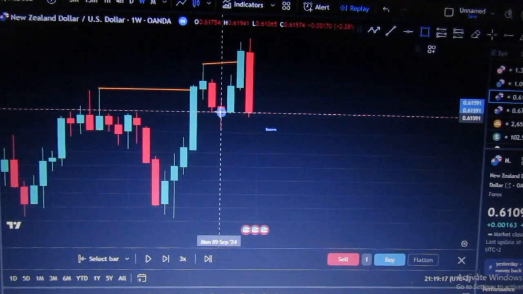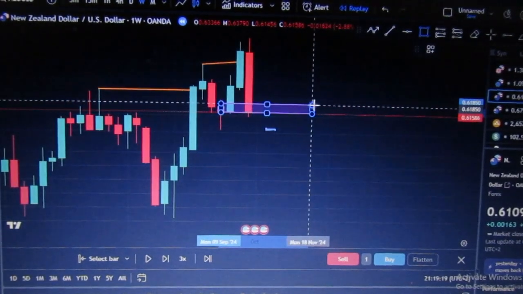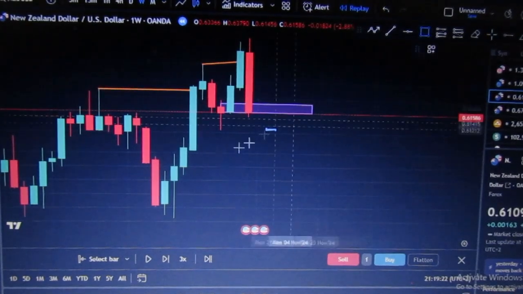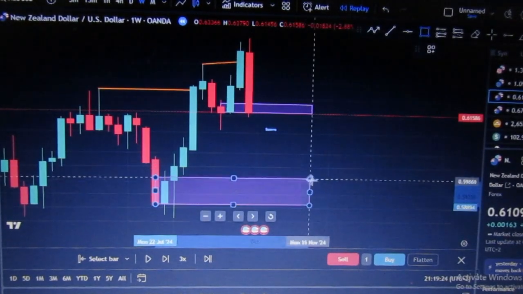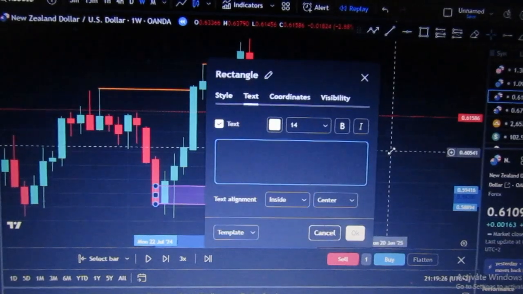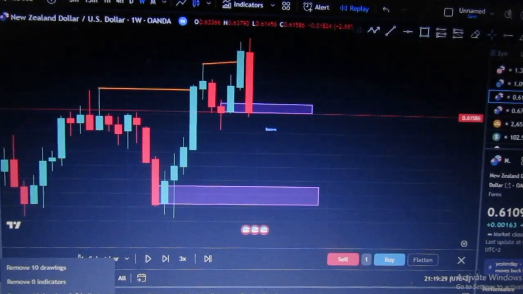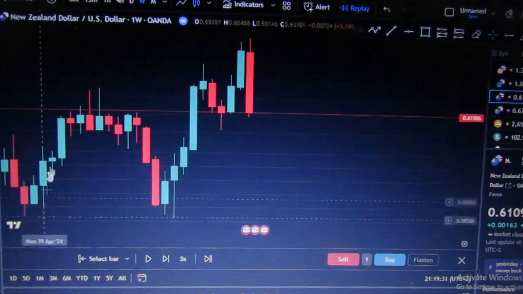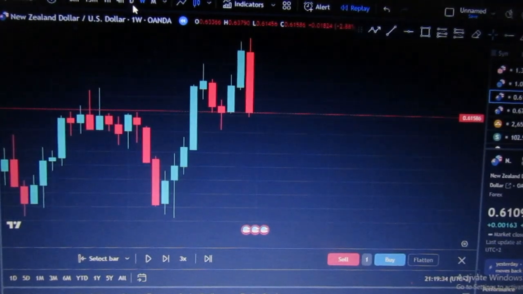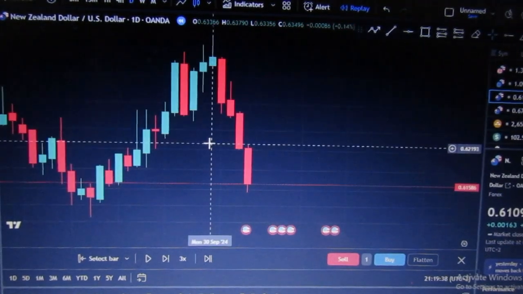This is the first place where I would like to buy the market. Where is the second place I want to buy the market? This is the second place where I would want to buy the market. So on an overall direction and bias, the market is bullish. Let's go down to a daily time frame.